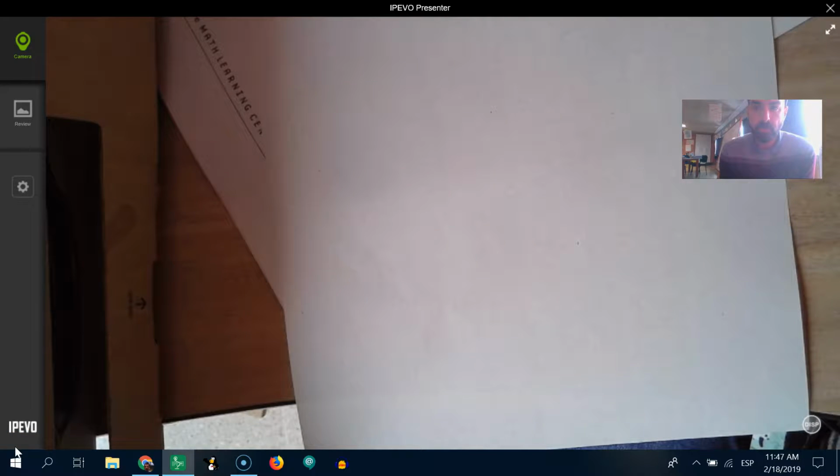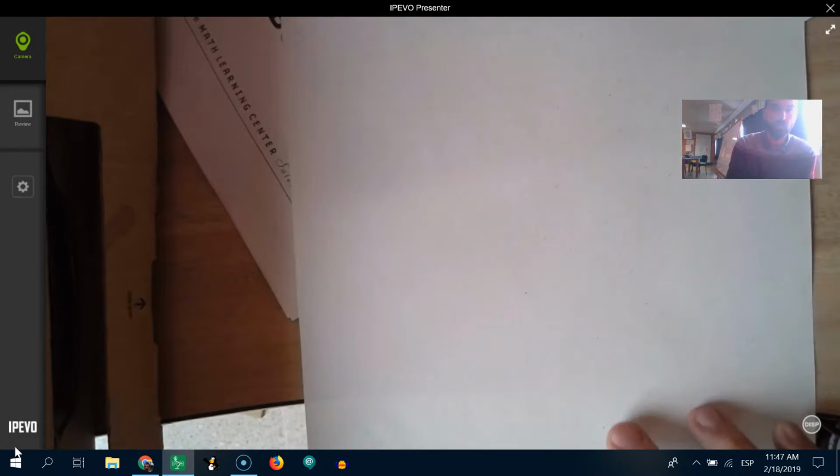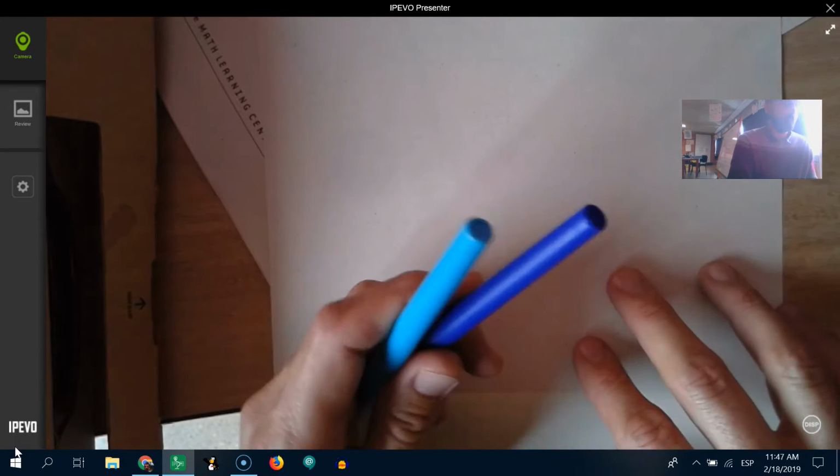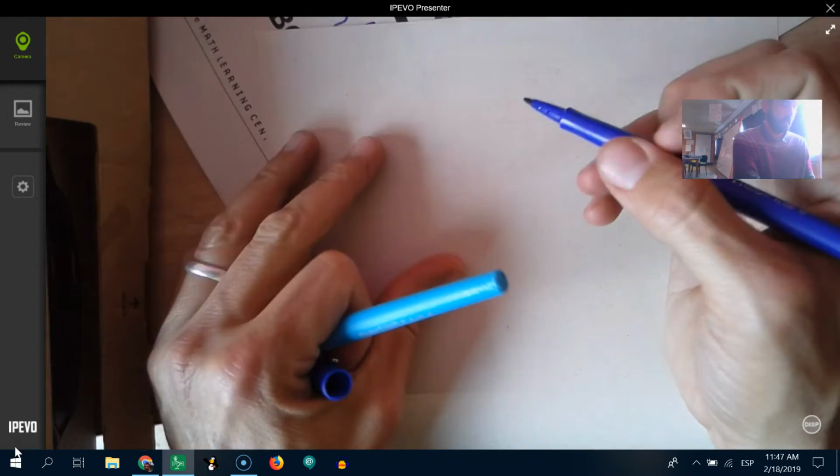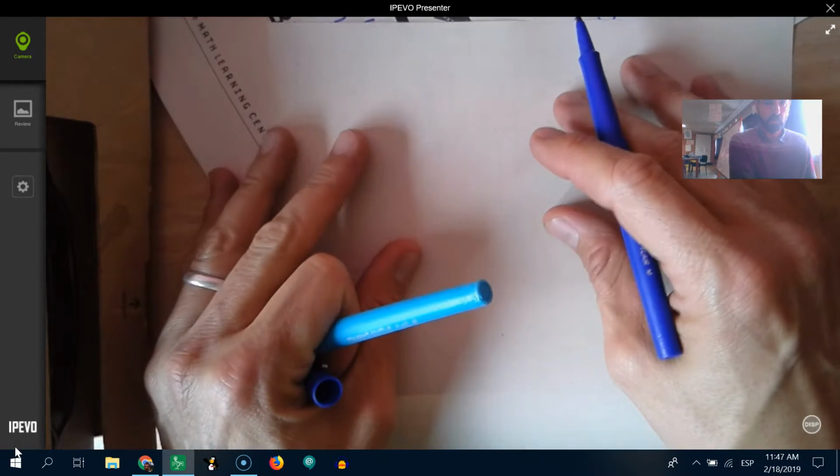Hi. So I want to go over some strategies that we're going to be looking at during this unit. So the very first one that we want to look at is this idea of an area model.